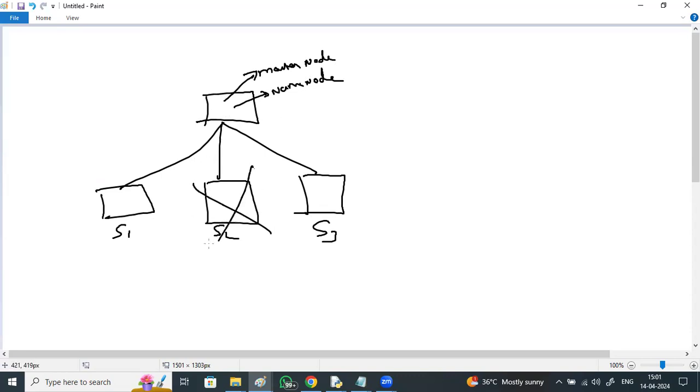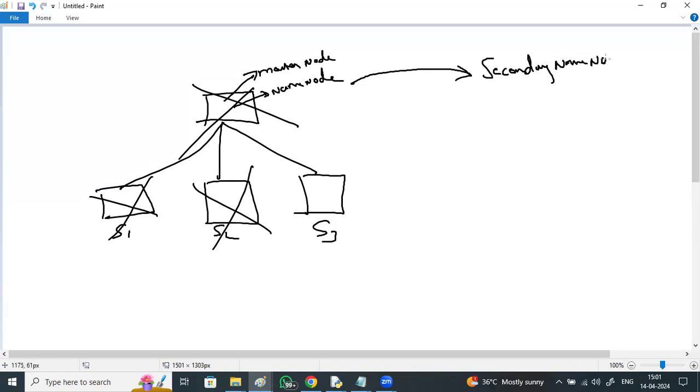So if one slave is down, we have got another slave to process. If that slave is also down, this S3 can process that. But if the name node is down, then immediately, just like in the absence of the principal we have got a vice principal, here also in the absence of the name node, immediately we have got a secondary name node.